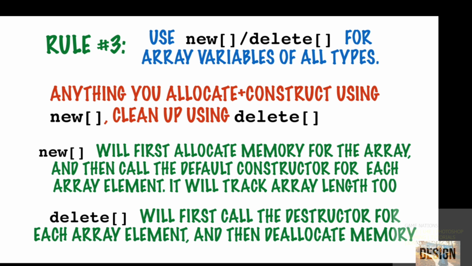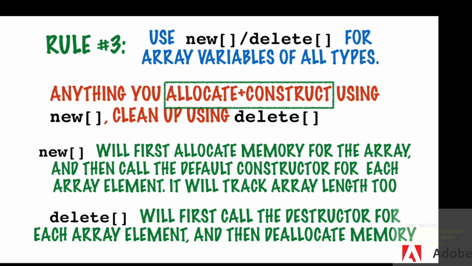Delete with square brackets will first call the destructor for every array element. Delete also knows how long the array is. It will cycle through every element, destruct the element by calling the destructor, and then deallocate the memory for the array. Once it knows that the destructor has been called on all the elements in the array, it knows it's safe to free up the memory which the array itself uses.